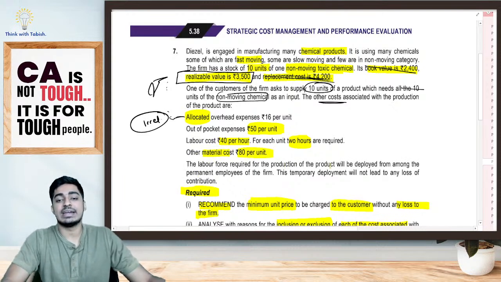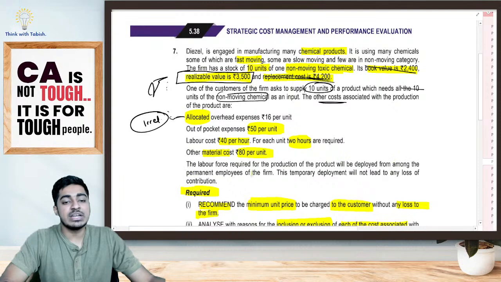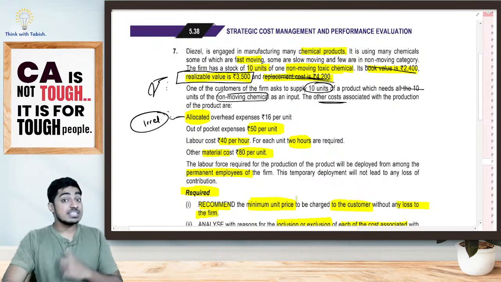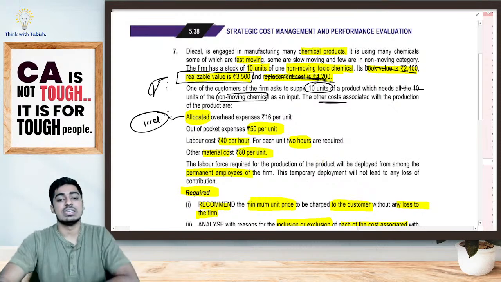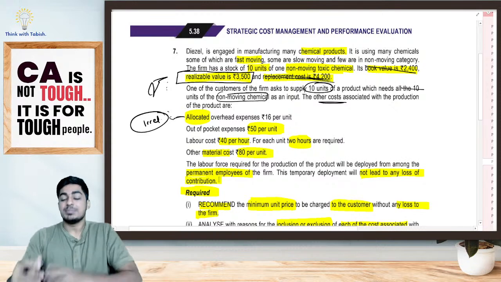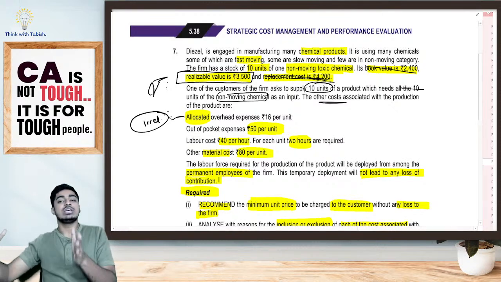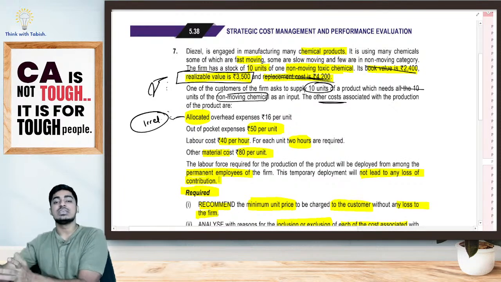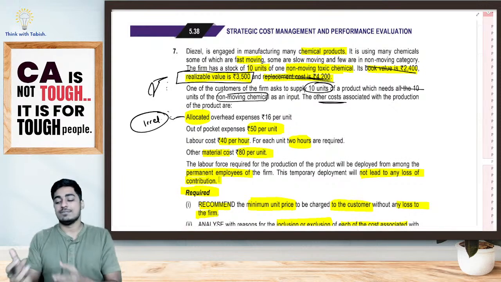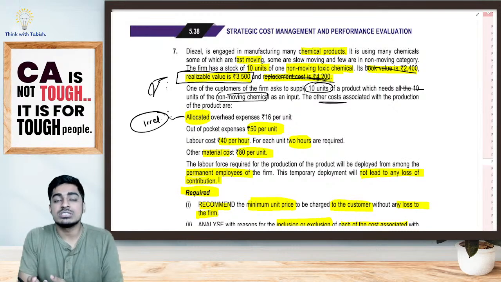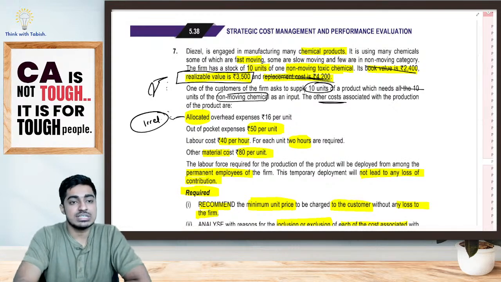Labor force required will be deployed from amongst the permanent employees. From our existing employees only we are going to use the labor. We will ask if there is spare capacity or no spare capacity. The temporary deployment will not lead to any loss of contribution. What does it mean? That means there is a spare capacity available from which we are getting the work done. If we are taking our permanent employees and there is a spare capacity, what is the relevant cost in such a scenario?